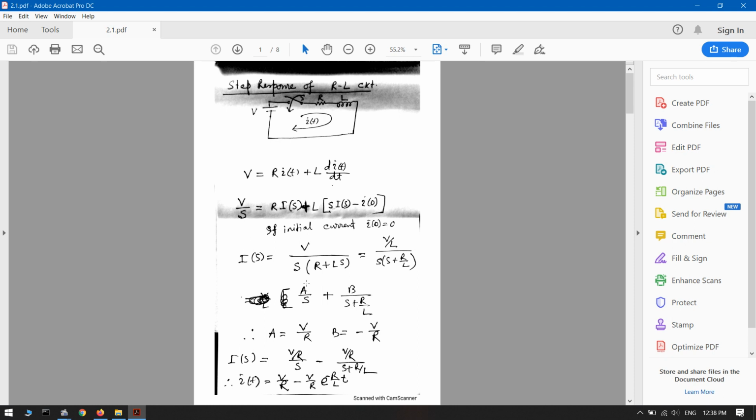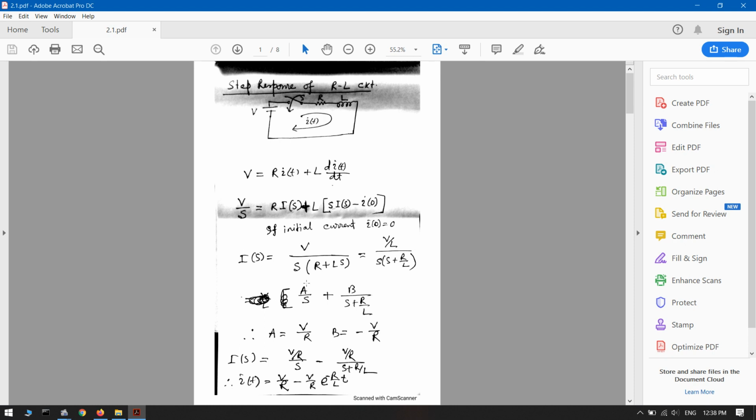See, this I0 is the initial current. You see, Laplace transformation takes care of the initial condition automatically. Whenever you are transforming, I0 comes in. What is I0? Before closing the switch, what was the current? The initial current. Sometimes it may happen that the circuit has some initial current. So whenever you are doing this transformation, Laplace transformation automatically takes care of that initial condition, isn't it?